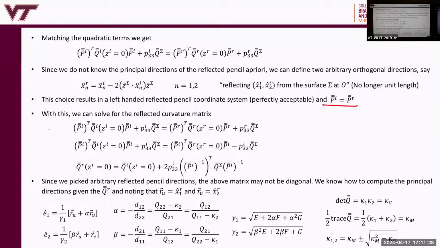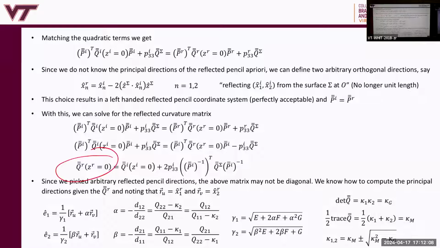So here's the matching of the quadratic terms. Now we're going to change P reflected to P incident, and P33 to minus P33 incident, right? Cool. Now you can solve for the Q matrix at Z reflected equal to 0, which is what we need, because we can propagate it after that easily. It is equal to the Q matrix of the incident field at Z equal to 0, plus this projection, which is dependent on the surface curvature of the reflecting surface, the screen. Good, that's it. So now we have the Q matrix of the reflected field.